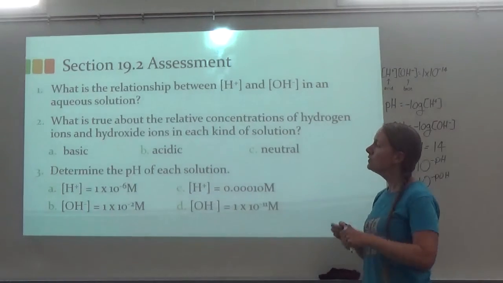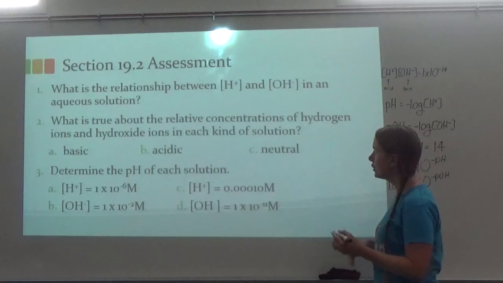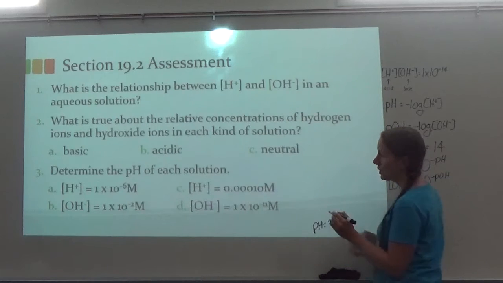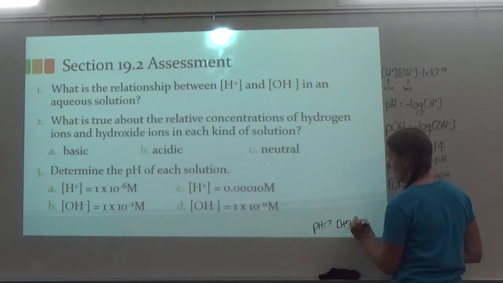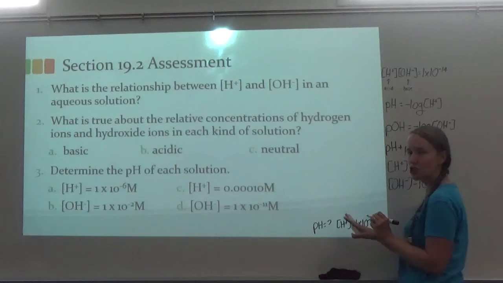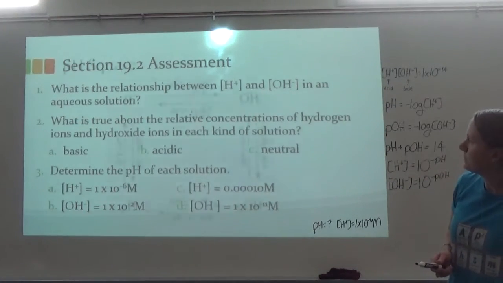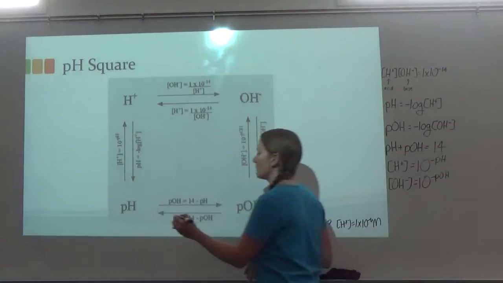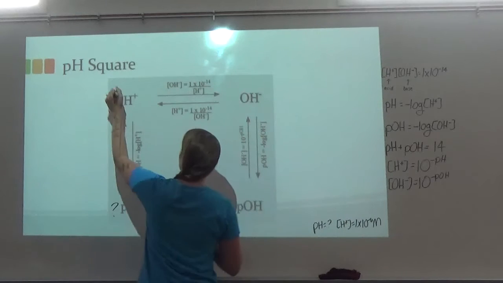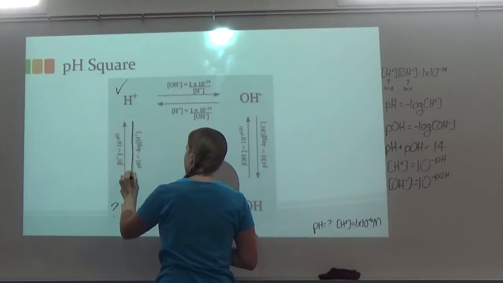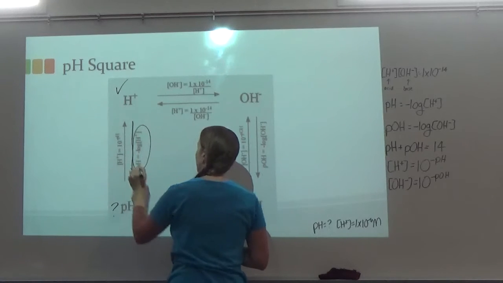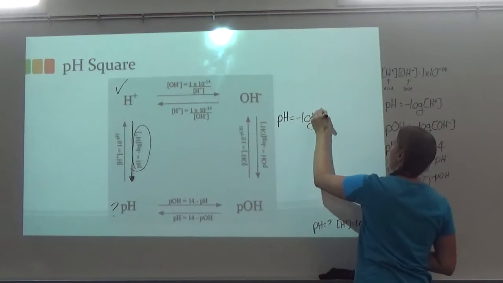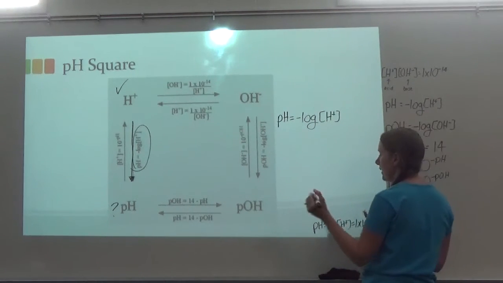Alright, so for number 3, part A, it says determine the pH, so I'm looking for pH, of each solution. So for part A, our H plus equals 1 times 10 to the negative 6 molar. This is just my little cheat sheet down here, so I remember what I'm doing when I click over. Okay, so remember, we get our pH square out. We're looking for pH, so I'm going to put a question mark here. We have the H plus, so I'm going to follow this down arrow right here, and so I'll look, and there's my formula. So it tells me pH equals negative log of H plus. So I just plug in.